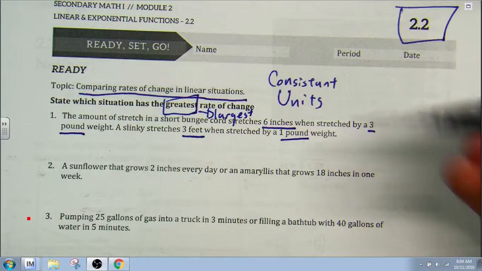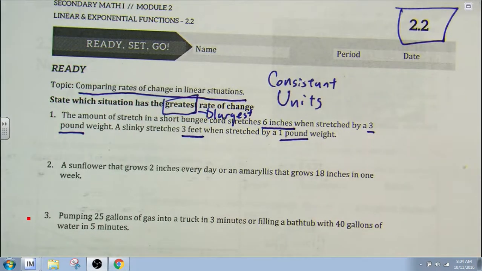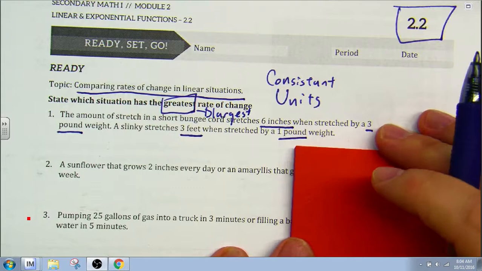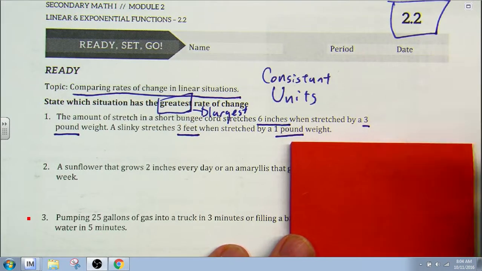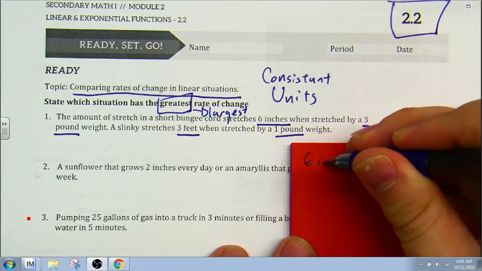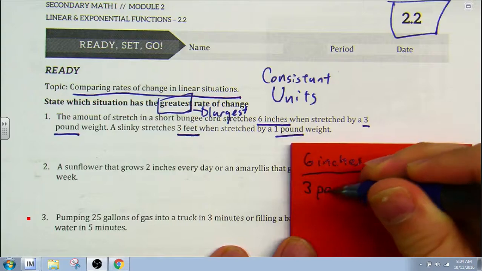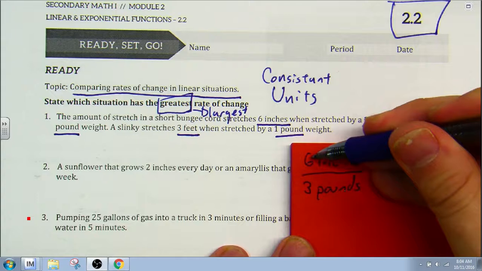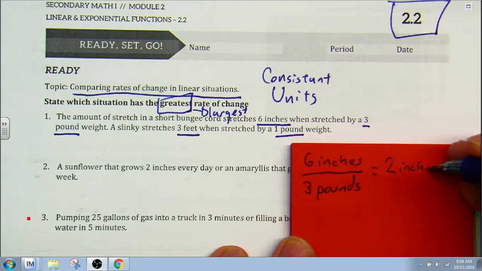To do this, we first need to set up our equation. So we'll start with 6 inches and 3 pounds. The way that I like to do this is to view it as a fraction. So if I have 6 inches per 3 pounds, I have this fraction here, and I can reduce it. 6 divided by 3 is 2. So I have 2 inches per pound.